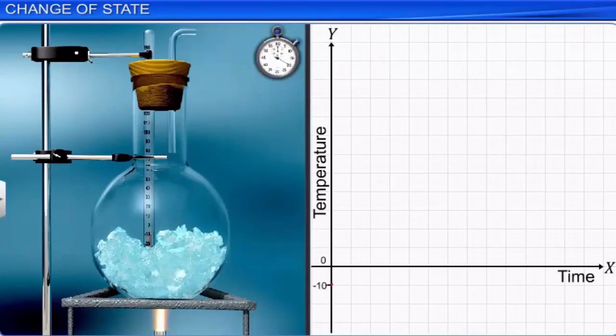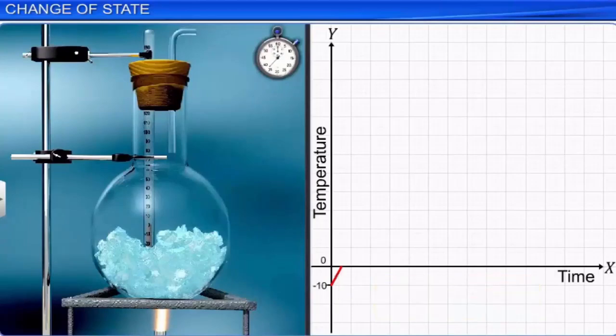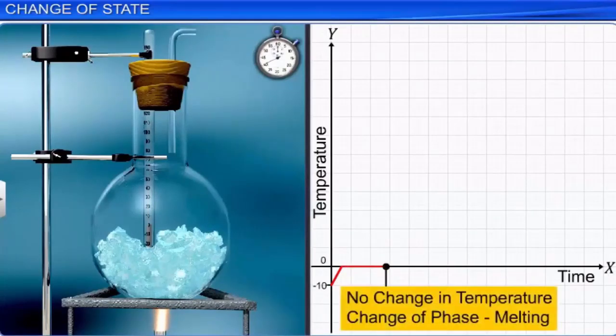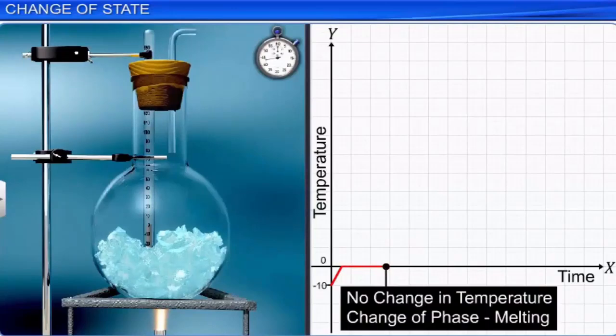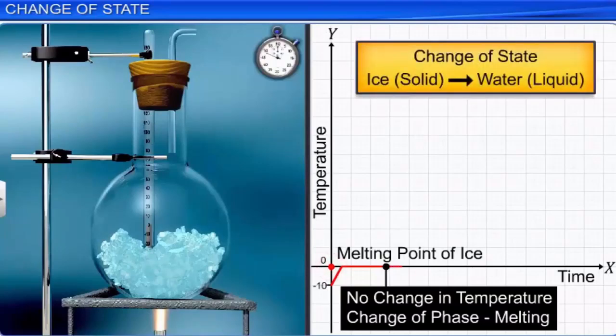Initially, we observe a rise in the temperature of the ice as it absorbs heat energy. This continues till the ice attains a temperature of 0 degrees Celsius. If we continue heating the flask, strangely, we don't observe any rise in the temperature of the ice cubes. But we can observe some of the ice cubes melting. This indicates the change of state of ice to water.